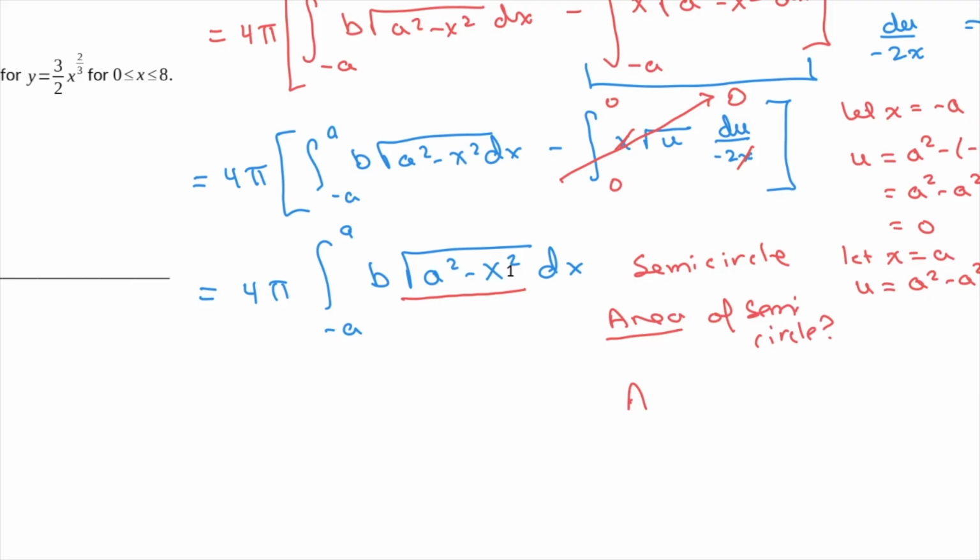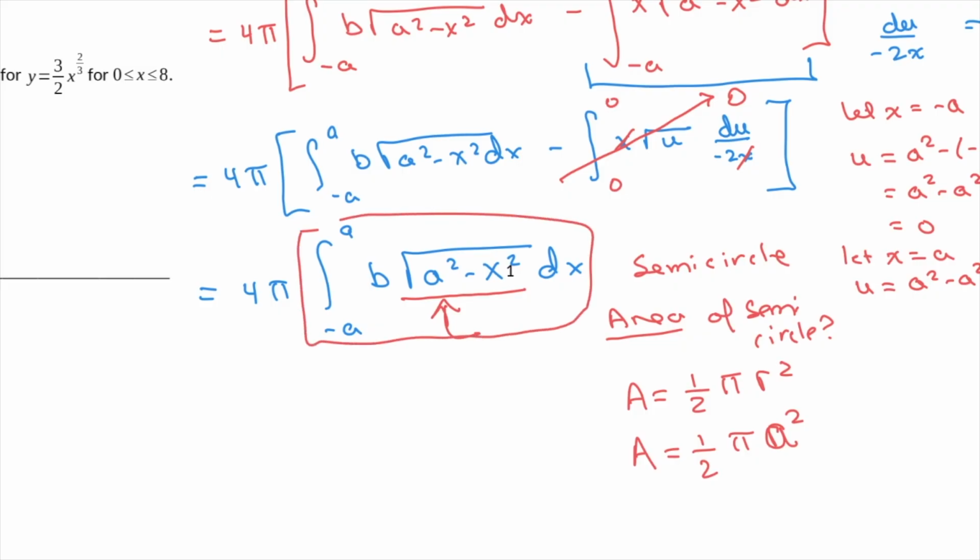The area of the semicircle is going to be equal to 1/2 pi times the radius squared. Well, as we look at this problem, the radius is a, so the area of our semicircle is 1/2 pi r squared, which is replaced with an a. So since integration is representing an area, this is 4 pi times b times 1/2 pi a squared.